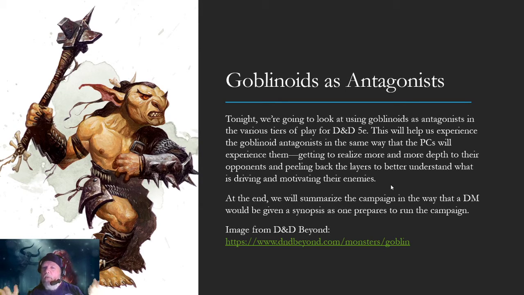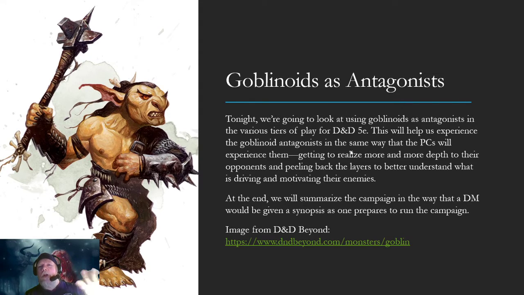Tonight we're going to look at how you can use Goblinoids as antagonists in the various tiers of play for D&D 5e. Help us experience the Goblinoid antagonists in the same way that the PCs will experience them, getting to realize more and more depth to their opponents and peeling back the layers, to better understand what's driving and motivating their enemies. And at the end, we will summarize the campaign in a way that gives the DM a synopsis as one prepares to run the campaign.